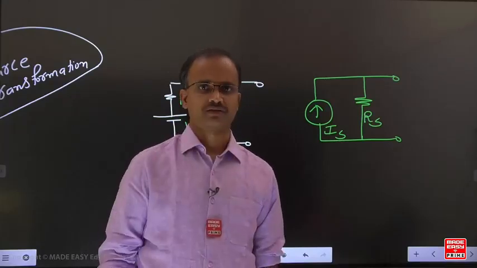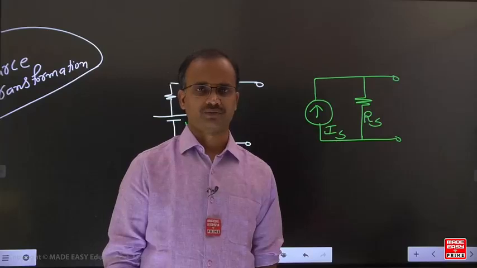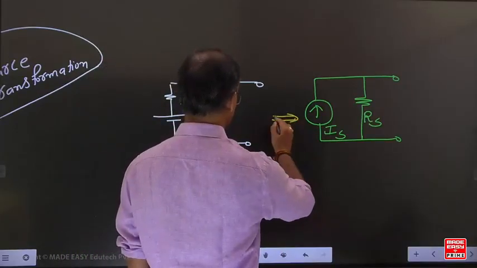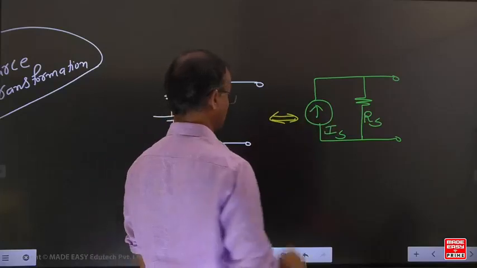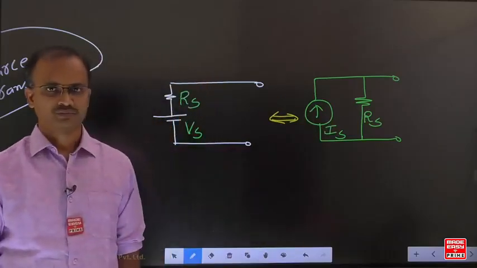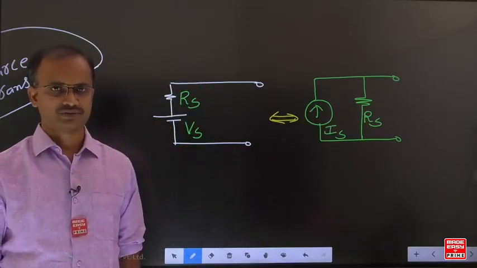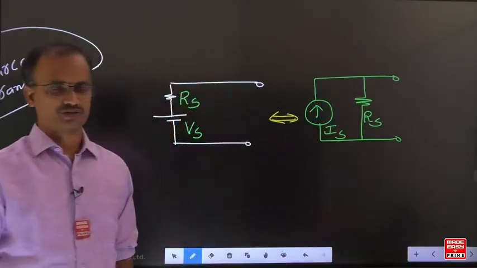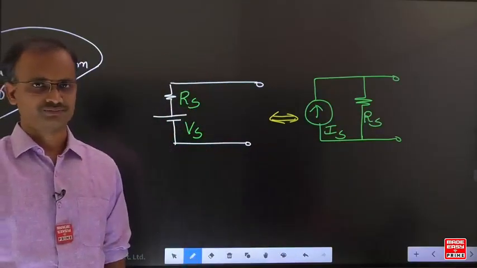Now, from this concept only, the source transformation technique is developed. According to source transformation, a voltage source can be replaced by an equivalent current source, or a current source can be replaced by its equivalent voltage source.